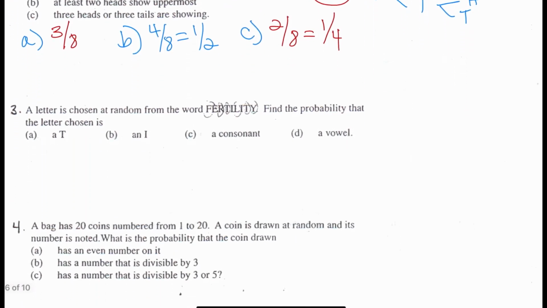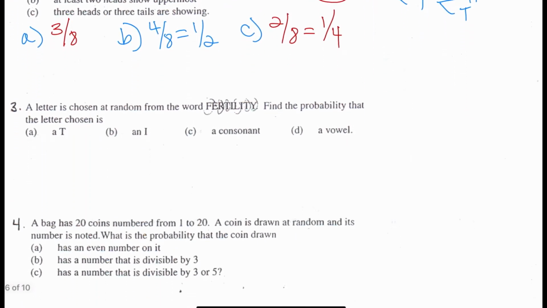Number 3, a letter is chosen at random from the word fertility. Find the probability the letter chosen is the letter T. So there's 1, 2 T's, which is what we want, a T, out of a total of 1, 2, 3, 4, 5, 6, 7, 8, 9 different letters. So the answer is 2 out of 9. The probability we get the letter I. So the letter I, there's 1, 2, again, 2 out of 9 I's.